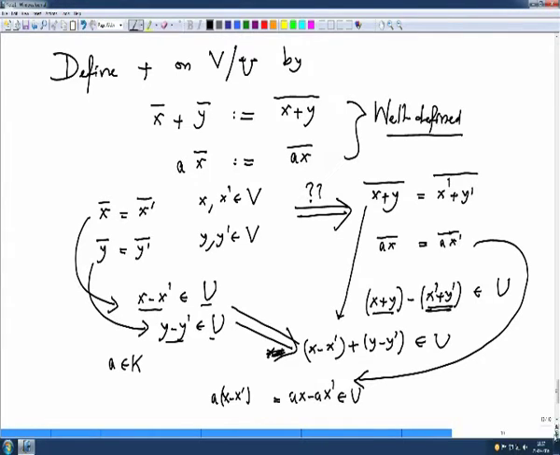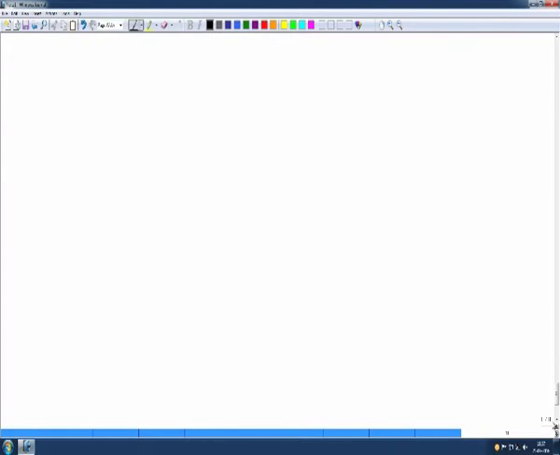So, now we look at the quotient map. The quotient map I am denoting by pi. Pi is a map from V to V by U. This is a natural quotient map, that is x going to x bar, or sometimes x bar I will also write as pi x. We have checked this is well defined, and I need to check pi is k linear.